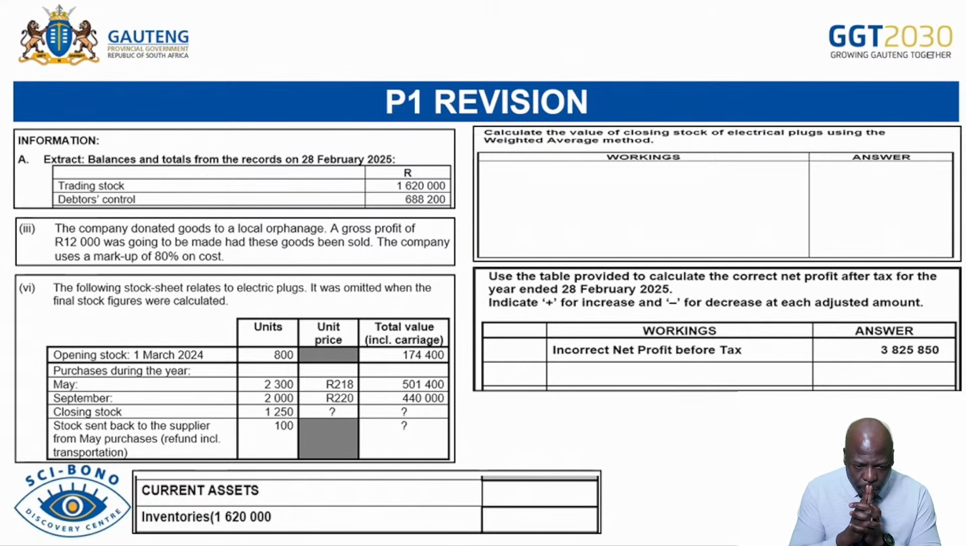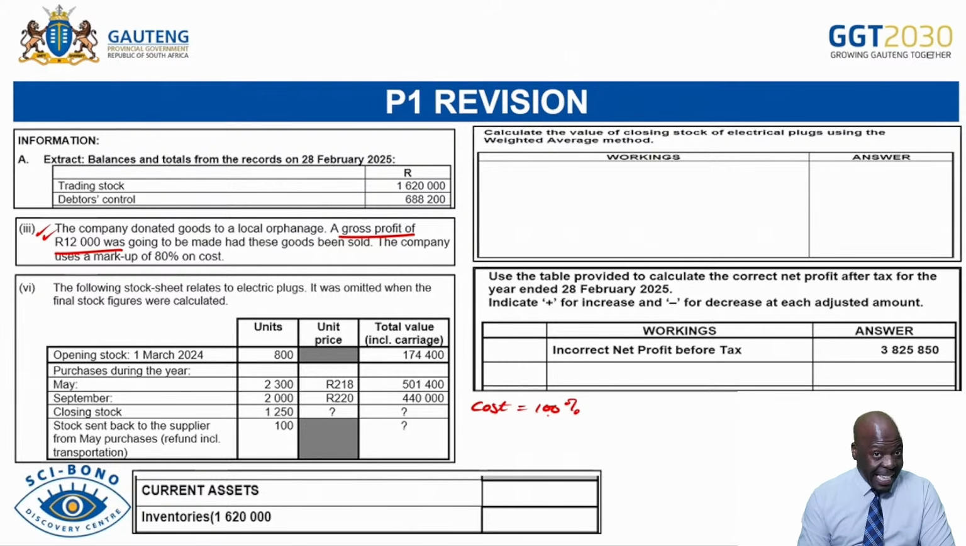Now, first things first, we do the information in its rightful order. It says, the company donated goods to a local orphanage. A gross profit of 12,000 was going to be made on these goods sold. So, we donated goods. We know that all goods have a cost, which is 100% when we're selling them. And then they have a markup. In this case, the markup was 80%.